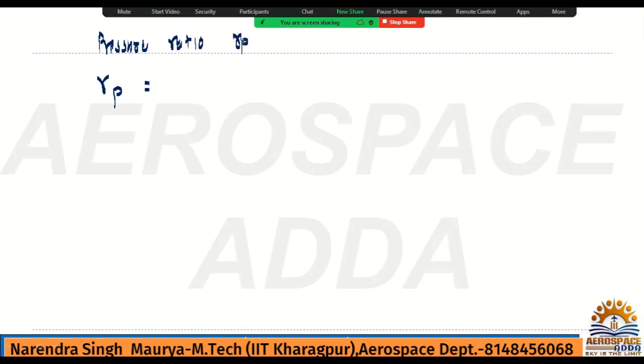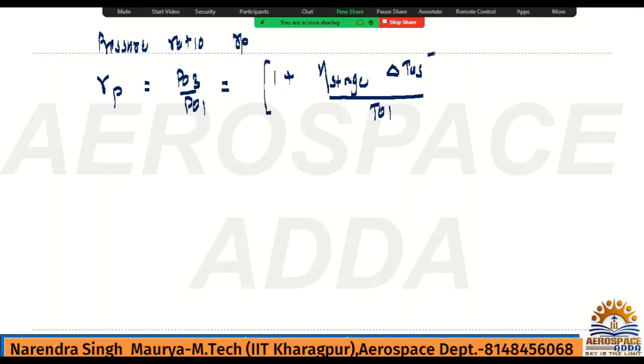Okay, RP, pressure ratio. It is nothing but P03 by P01. And we got 1 plus stage efficiency times delta T naught S divided by T01, to the whole power gamma upon gamma minus 1. Remember this equation. Also this you can write in this term also.